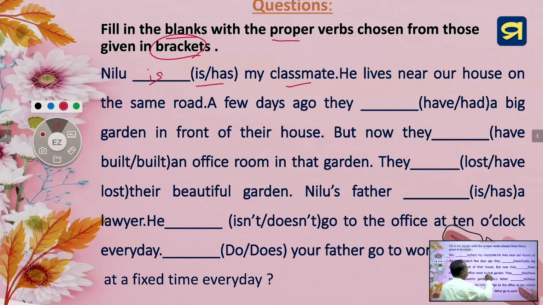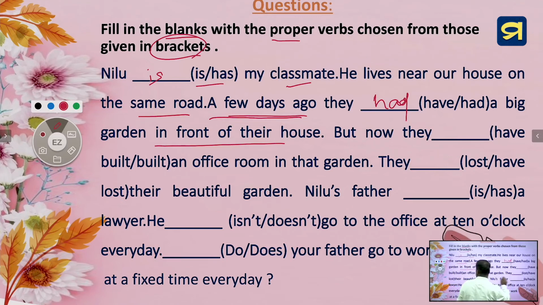He lives near our house on the same road. A few days ago, they dash, have or had, a big garden in front of their house. Very fine answer. The right answer is had. Why? Because there is a phrase, a few days ago, which indicates past time. Then, but now they dash an office room in that garden. Right answer. The answer is have built.